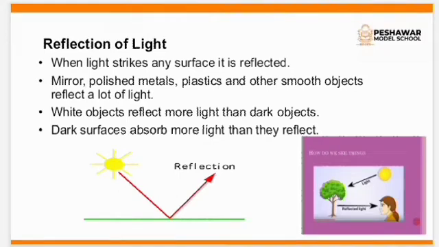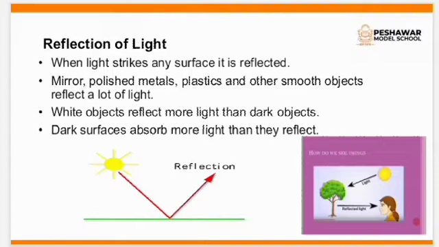Reflection of light, or you can say reflect. So what is meant by reflection of light? When light strikes any surface, it is reflected. Always remember, when light strikes any surface, it is reflected and it bounces off, right? So bouncing back of light is known as reflection of light.